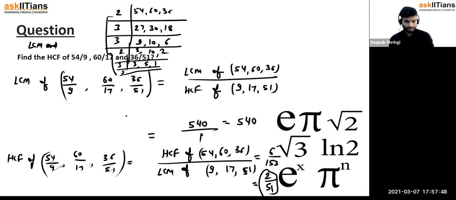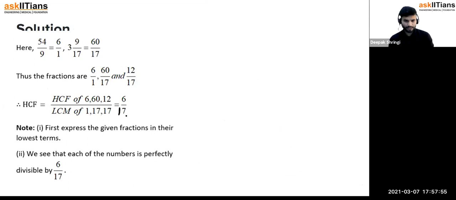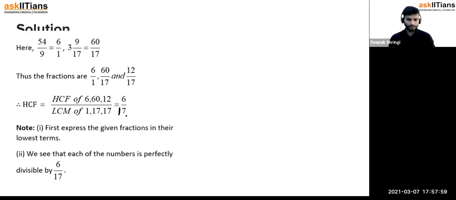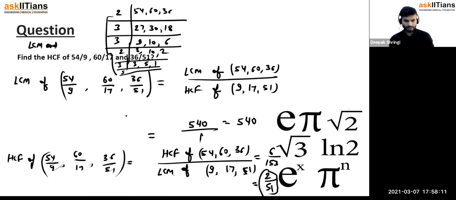Wait. 36 by 51. So 12 by 17, okay. 60 by 17 and this is 6 by 1, okay. Let's check their method once. They said to find the HCF of 6, 60 and 12. The HCF of 6, 60 and 12 is absolutely correct, this is what will come. Because 60 by 17 was the bigger middle number. Yeah, that was correct.